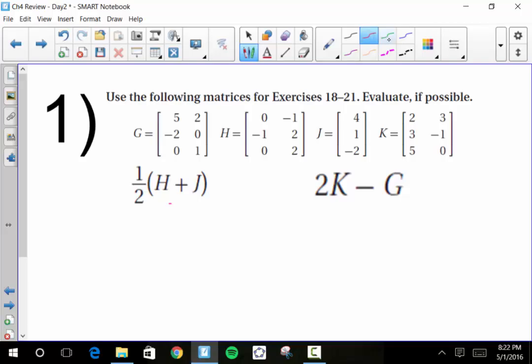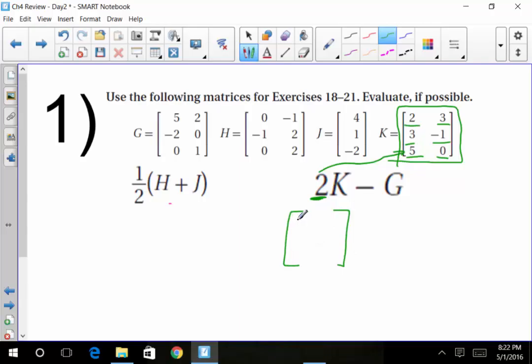The key thing when I do this is I like to figure out what is 2K first. We're going to figure out what 2K is, get that done, and then we'll subtract the G. So for 2K, for each of the K values right here, I'm going to multiply each of these values by 2. That's really what's happening with this 2. You're distributing the 2 into each of those values. So 2K would look something like this.